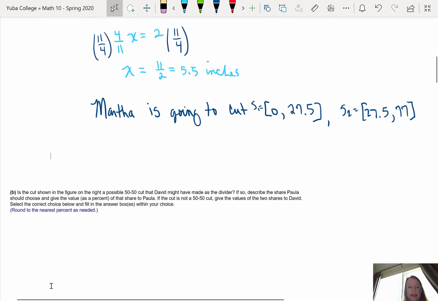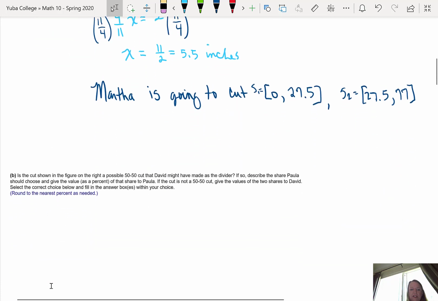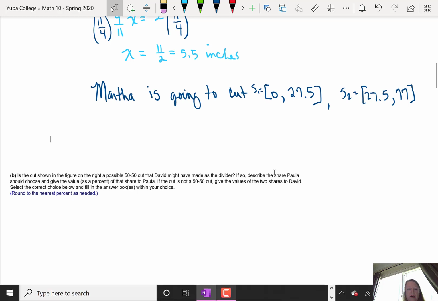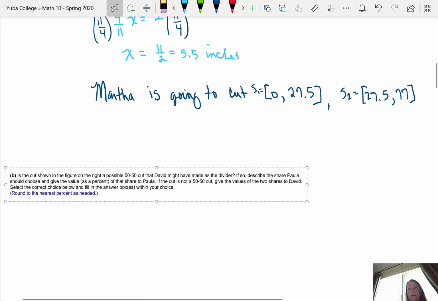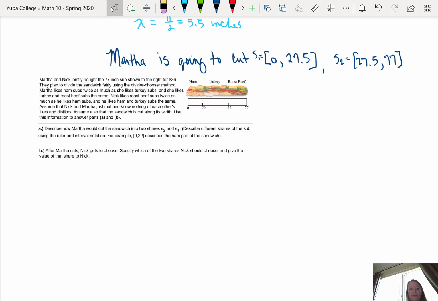Part B says, is the cut shown in the figure, oops, that's the wrong problem. Oh wait. Again, let me pause so I can find the right piece of that problem. Okay, so I got the right piece back up. So part B says, after Martha cuts, Nick gets to choose. Specify which of the two shares Nick should choose and give the value of the share for Nick.